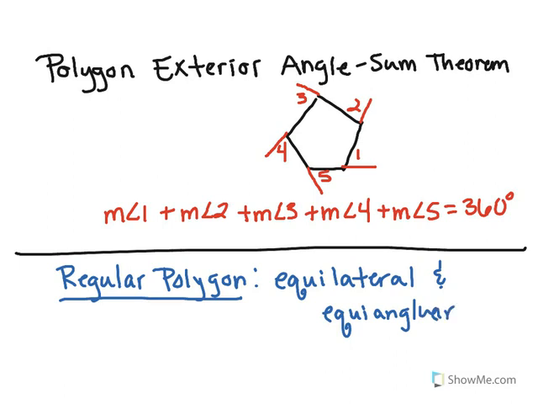So, like an equilateral triangle has all three sides congruent, that would be a regular polygon. And if you have all your sides congruent, that implies equiangular. So they're really the same thing hand in hand, but we just call them different things just to be more specific.